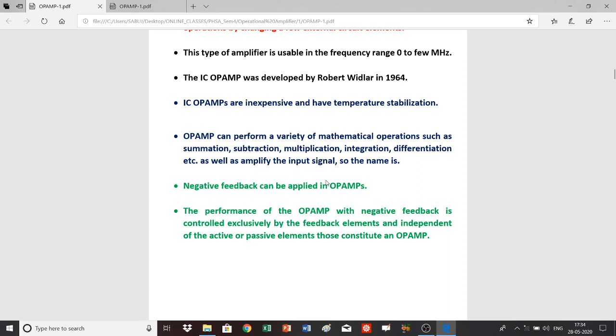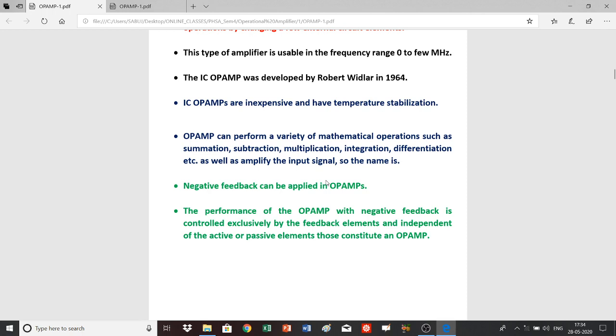However, in the present days, the OPAMP can be used in voltage to current converters, current to voltage converters, rectifiers, comparators, etc. And also OPAMP can be used to fabricate filters, oscillators, etc.